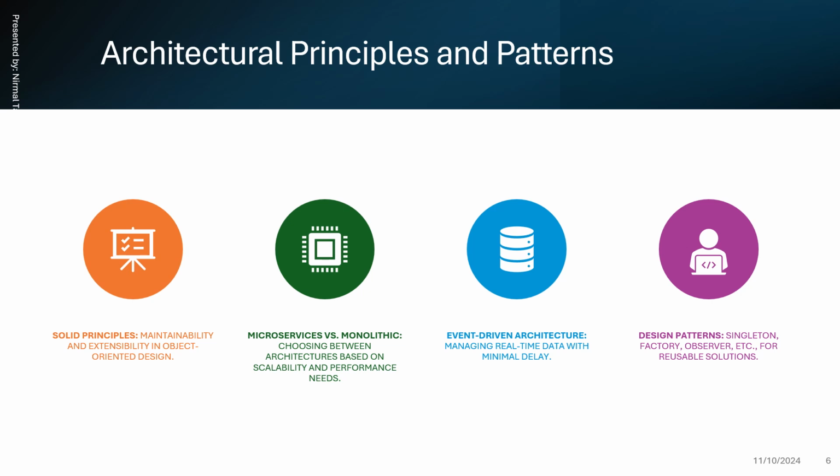A technical architect relies on core architectural principles and design patterns to create efficient, scalable systems. Principles like SOLID help with maintainability, while patterns like microservices ensure scalability. Other patterns, such as event-driven architecture, are useful for managing real-time data. Design patterns like singleton and factory allow for reusable, standardized solutions within applications.